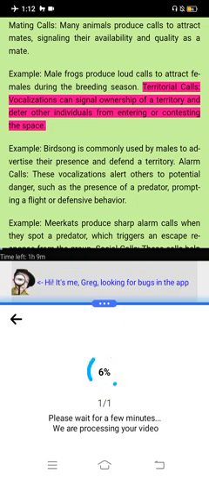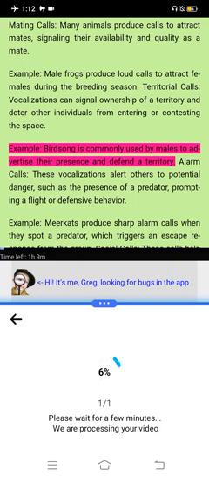Territorial calls. Vocalizations can signal ownership of a territory and deter other individuals from entering or contesting the space. Example, birdsong is commonly used by males to advertise their presence and defend a territory.